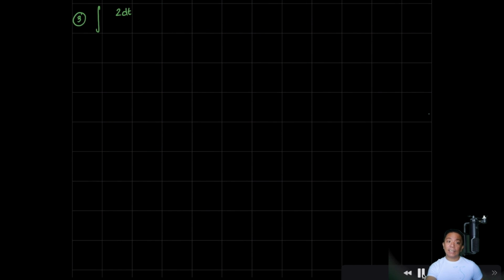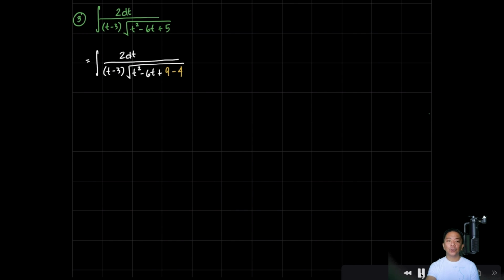Here, we want to find the integral of 2 over the quantity t minus 3 times square root of t squared minus 6t plus 5. Yung t minus 3 dito, medyo giveaway na, no? Kung ano yung kailangan nating gawin sa kanya. So, we'll complete the square dun sa expression na nasa loob ng square root.